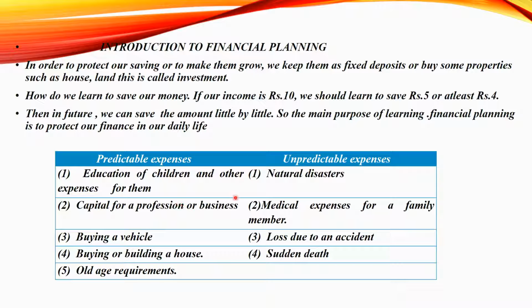Now what are unpredictable expenses? The topics such as natural disasters or medical expense for a family member, loss due to an accident, sudden death of an earning member all come under unpredictable expenses.